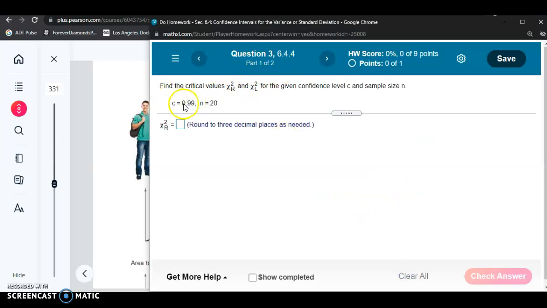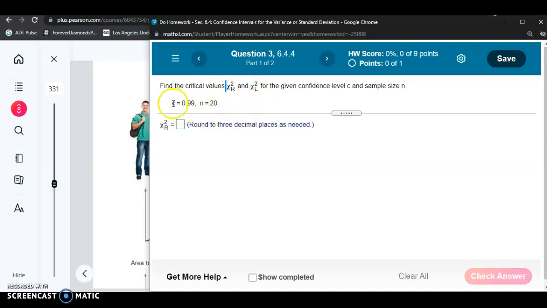Question 3 says, find the critical values chi-square sub r and chi-square sub l for the given confidence level C and sample size n. You might be asking, what is that fancy looking X? The fancy looking X is a Greek letter, the Greek letter chi. When you read it out loud, you say chi square. An exponent of 2 means square, so chi square sub r and chi square sub l.